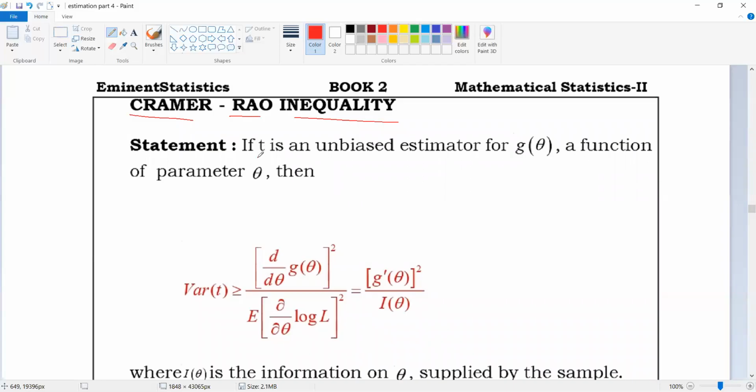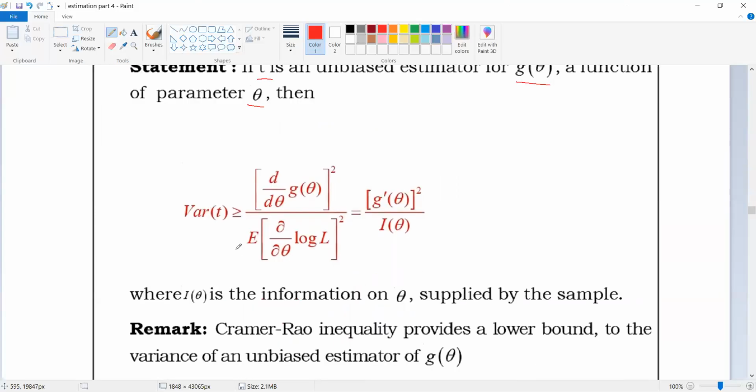Statement: if T is an unbiased estimator of g of theta, a function of the parameter theta, then the variance has a lower bound. Actually, variance is greater than 0. Least variance gives consistent values. That least variance is the more efficient estimator. So now here is the variance of T.